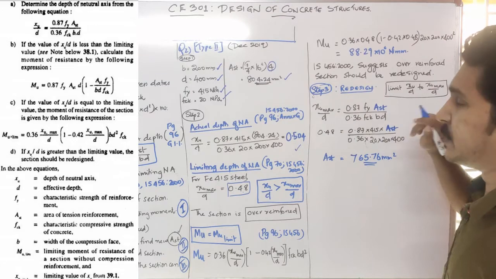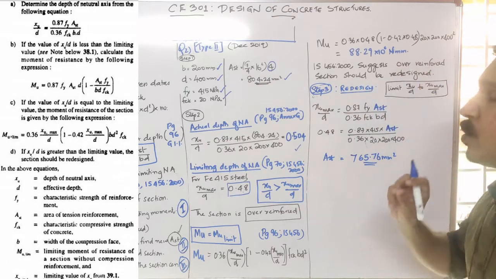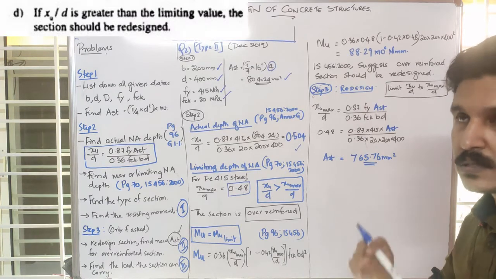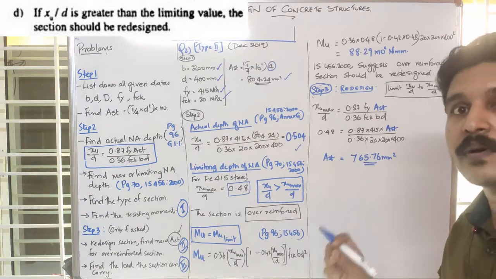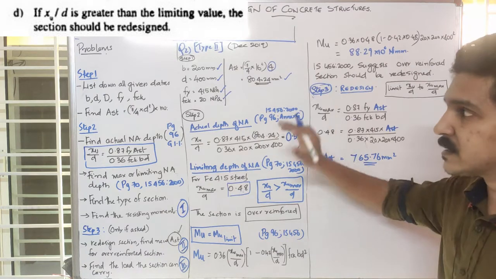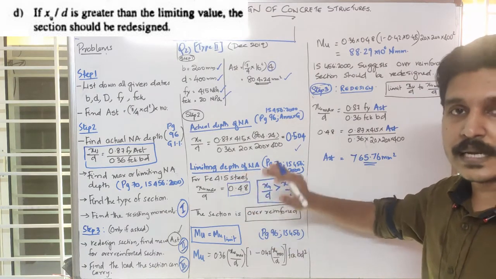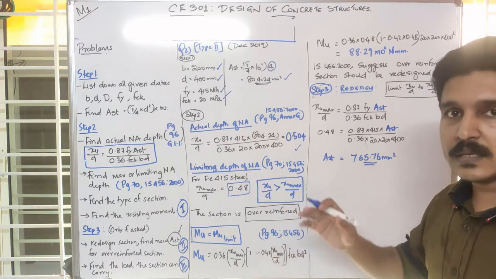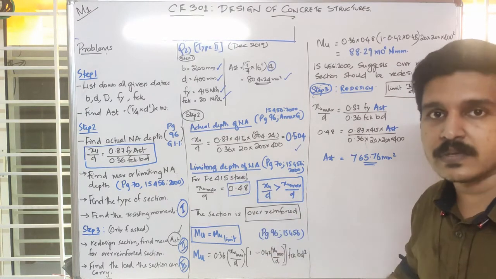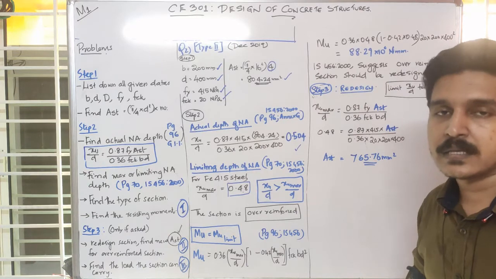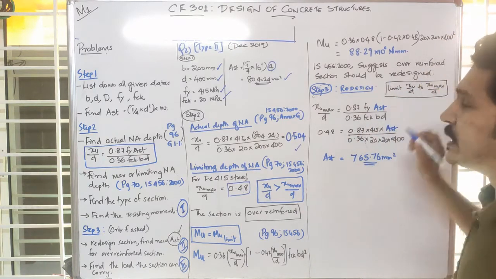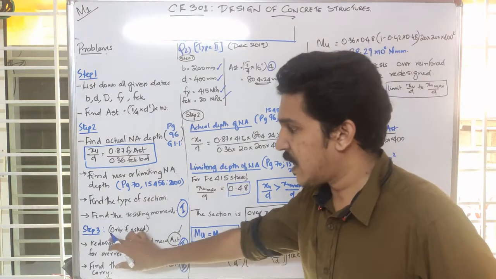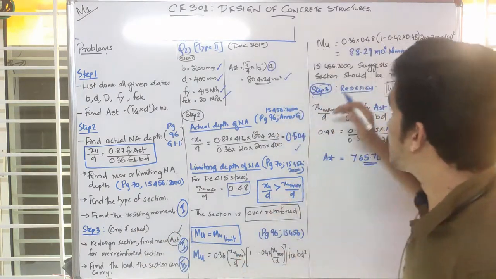IS 456 page number 96 suggests that an over reinforced section should always be redesigned. It should not be used in the proper sense because it doesn't give any warning before failure. Because the steel is not yielding, the concrete fails in compression without any warning. It will be a brittle failure. It's not good for us. So what we do is we will redesign. This is step 3, the redesign. Only if it is asked in the question do we have to do it. Otherwise we can stop over here.